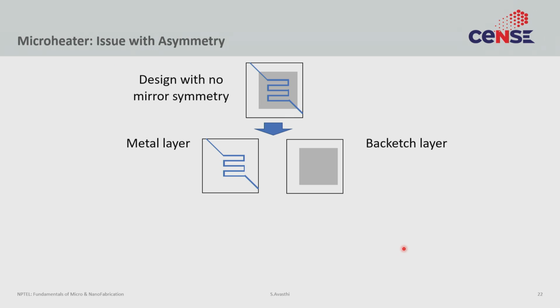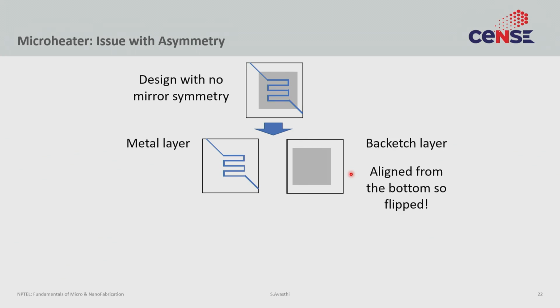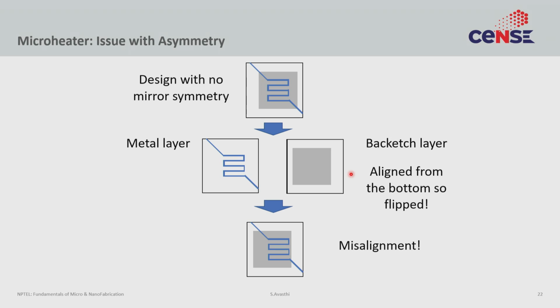Remember, this is the design with no mirror symmetry, right? It's a biased design. It creates a biased metal film. It creates a biased back edge pattern. But remember, the back edge is done on the back side of the wafer, for which they take the mask and turn it upside down and do the alignment from the back side. When they do that, what happens to this design? It flips. Instead of being biased to the right hand side, it biases to the left hand side. And when you now do the front and the back side alignment, you would always get a misalignment. You would always get something that looks like this. So that is what they were having.